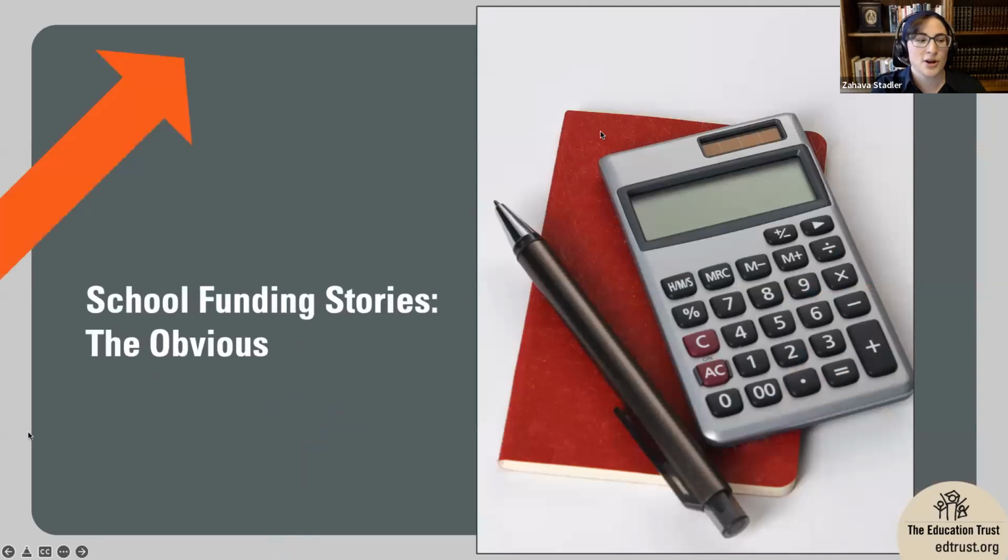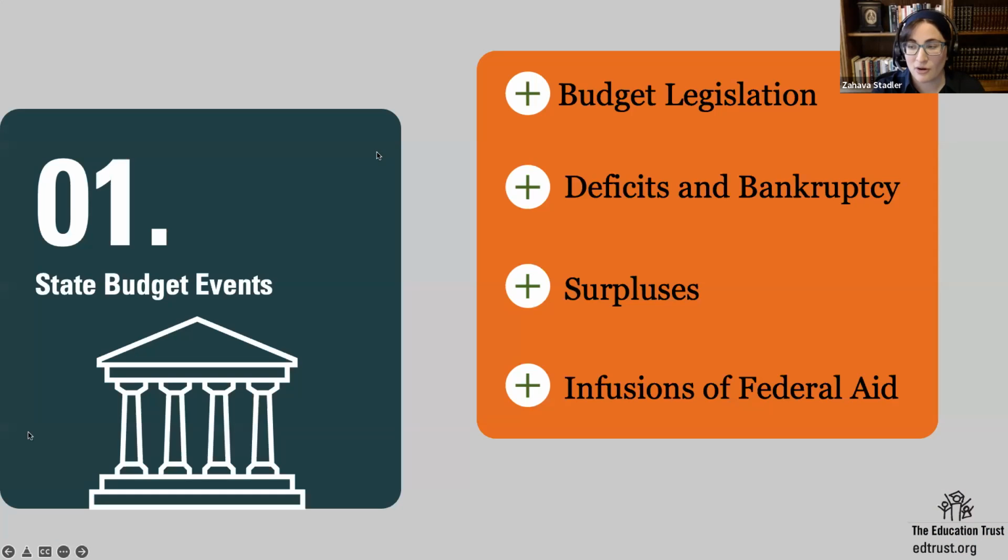So we're going to start with the obvious. Sometimes you are literally covering school finance as a topic in and of itself. So a few obvious openings when you might do that are budget events. So in most states, education is the single biggest area of state budget spending. So state budget events are school funding events. And this is obviously true when you have a new state budget that you're passing, but it's also true when anything big affects state finances.